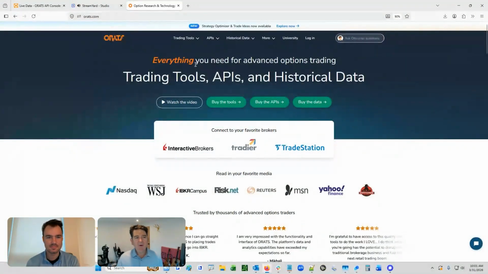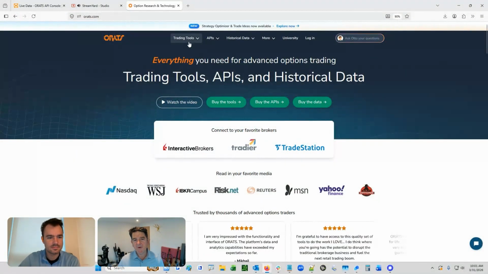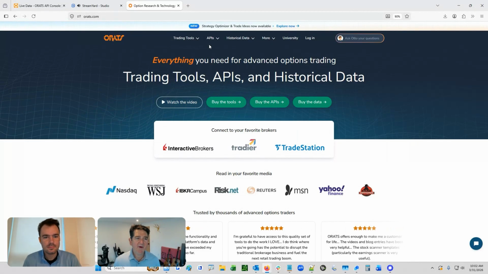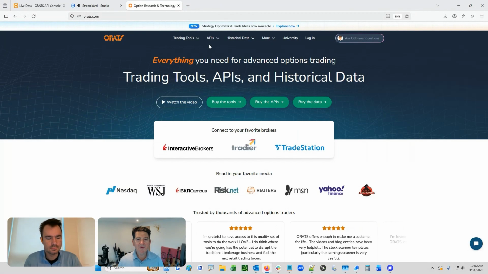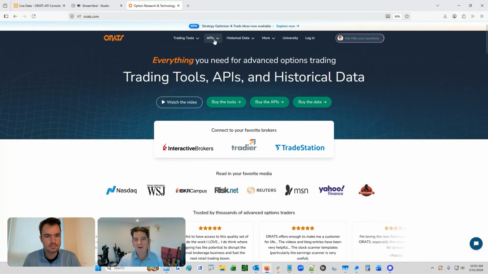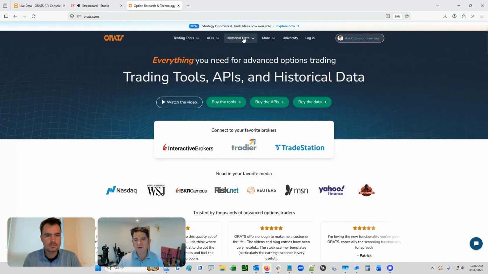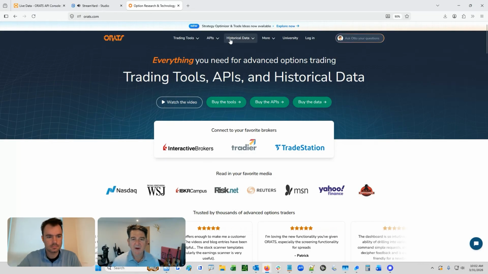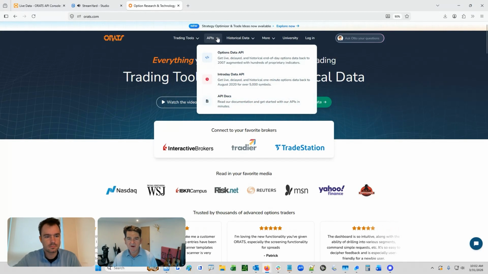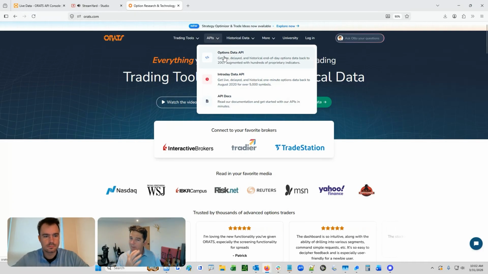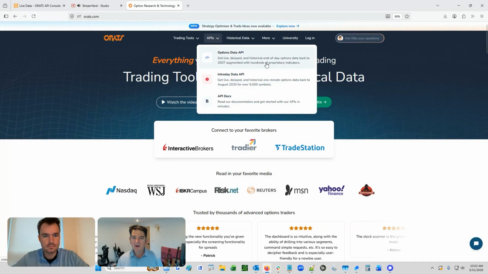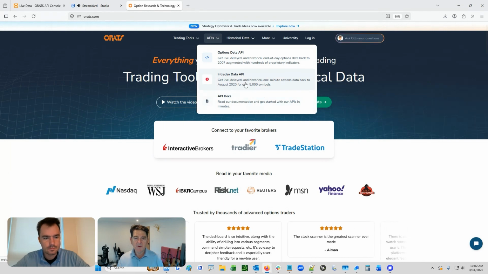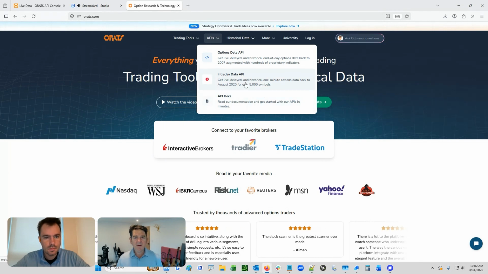Sure. So if you come into orats.com, you'll see our trading tools. That's the dashboard that we often show on here, and we'll be showing it later. It's a good way to show the visualizations. And then we have APIs, historical data, and some more. So historical data is more of the flat file delivery, but the APIs is what we're going to be focusing on today. And we generally break it out by end of day data and intraday data. And then we have the documentation. Anything else on the site, Tyler?